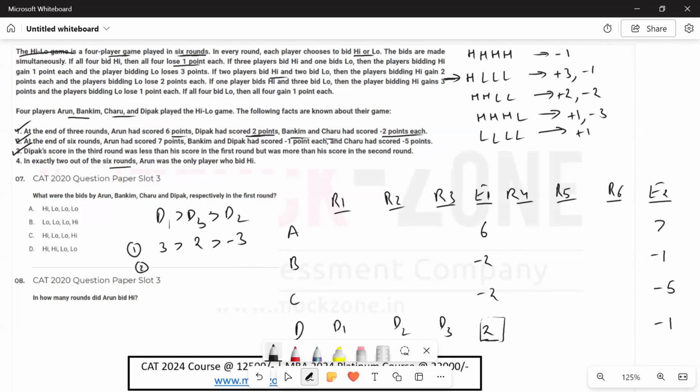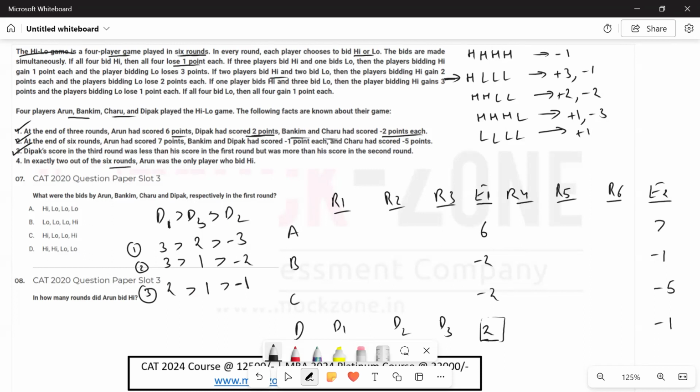Second case is D1 is 3, D3 is 1, and then D2 is minus 2, because the sum has to be plus 2. This is the second case. And the third case will be that D1 is 2, D3 is 1, and D2 is again minus 1. These are the possible cases. Is there any other case?